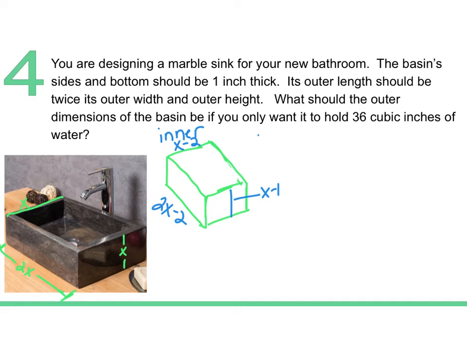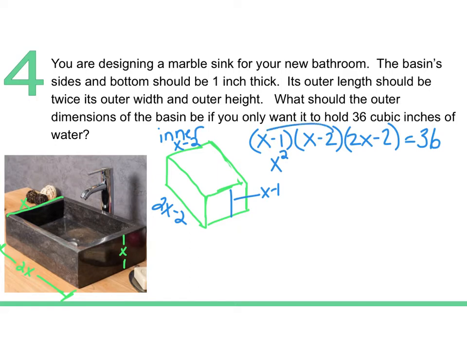So I'm going to multiply the three together, because length times width times height, x minus 1 times x minus 2 times 2x minus 2 has to equal 36. Now I'm going to put this in standard form to solve this equation. I'm going to begin by multiplying the first two, which gives me x squared minus 2x, and minus 1x would be minus 3x. And then negative 1 times negative 2 would be plus 2. I still have times 2x minus 2.